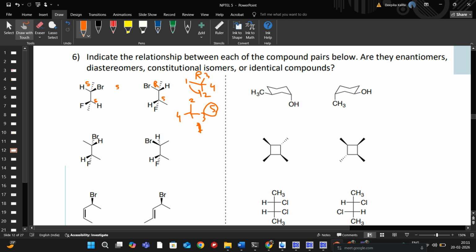And as we know, SS and RS will have a relationship of diastereomers. Hence, the first pair of molecules which are given are a pair of diastereomers. I hope it is clear to you.